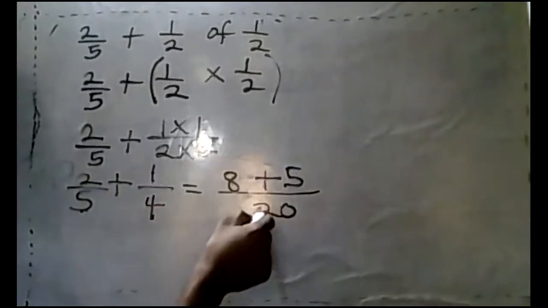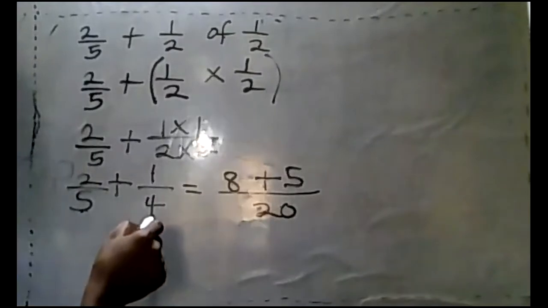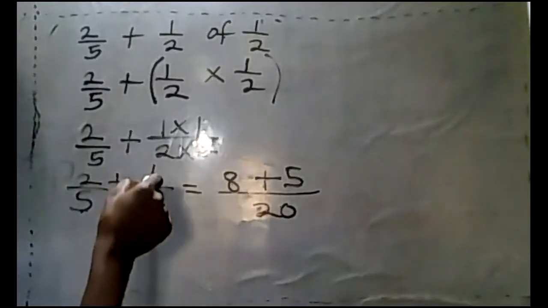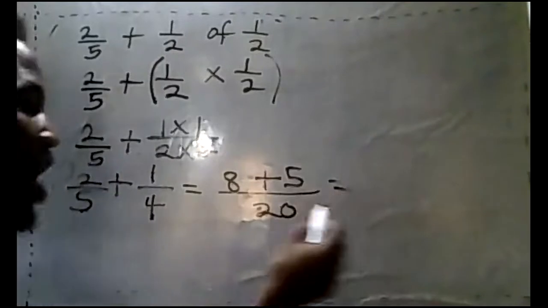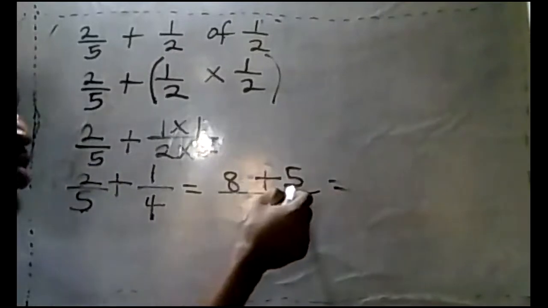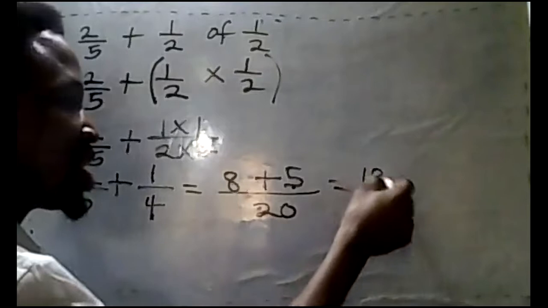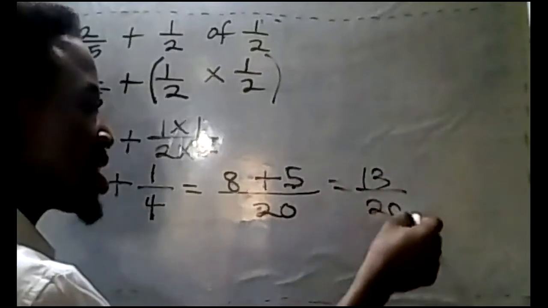Put your plus. Plus 20 divided by 4 is 5. 5 times 1 is 5. So you're going to add now. 8 plus 5 is 13. 13 over 20. And that's your answer. And that's how that is done.